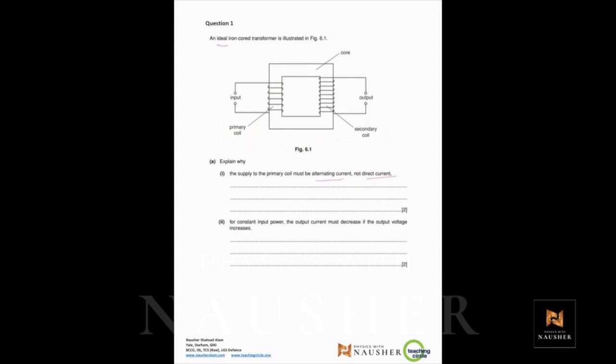Because you know the principle is that you must have a changing magnetic flux. So you need a changing magnetic flux. That changing flux comes from a change in current, so that an EMF is induced in the secondary coil, because you know that EMF is rate of change of flux, so you need a changing flux.